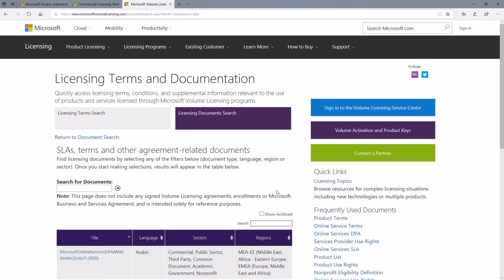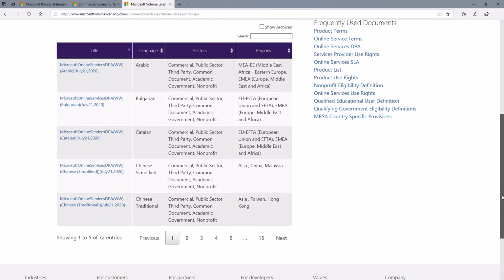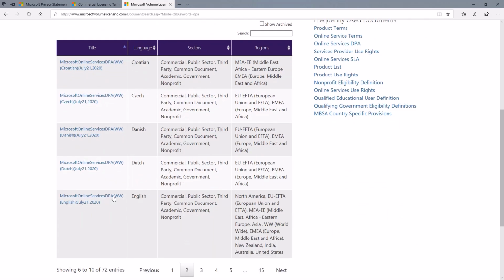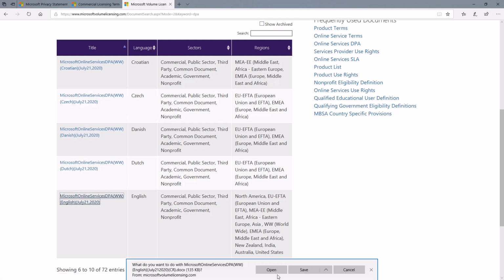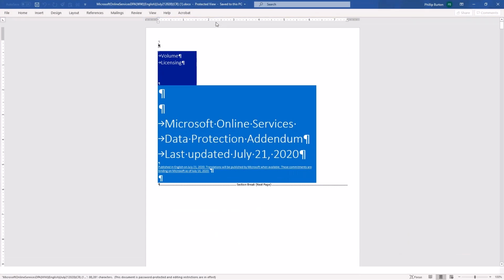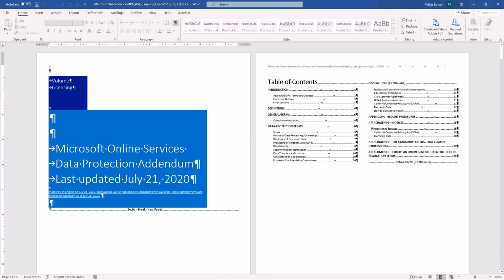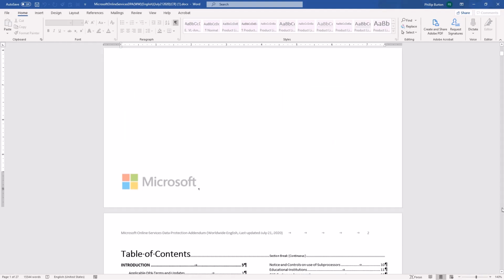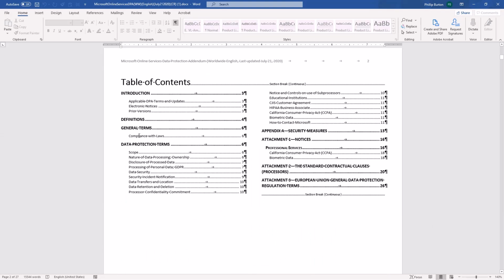And then we've got the data protection addendum. This document is a bit more tricky to find. So I'm going to download the English version, open it up. It opens in Microsoft Word. And here you can see the latest addendum. And if I zoom in to the second page, you can see that this is about compliance with local laws, disclosure of process data, data security and incident notification, data transfers, location, retention and deletion, and how to contact Microsoft.